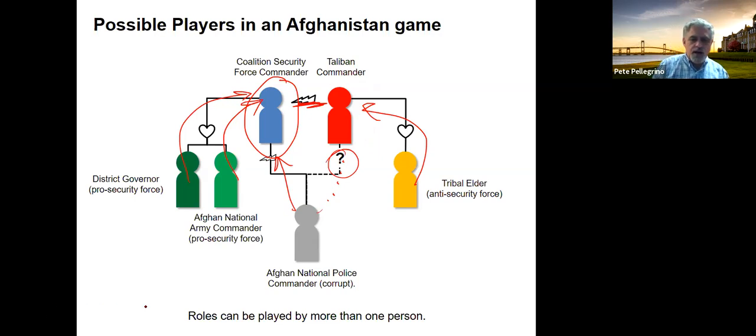Now notice this note down here at the bottom about roles can be played by more than one person. And that's actually an important feature. Because you'd think you'd have a person being the Taliban commander, a person being the tribal leader. By putting two people representing a single entity, even if the entity is a unitary person, like the president of the United States, you could have two people play the president. Now, they have to speak with one voice. But in the process of coming to that one voice, they have to do their own little intertalk.